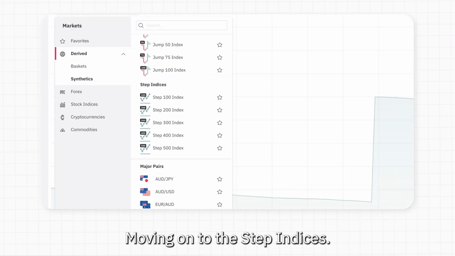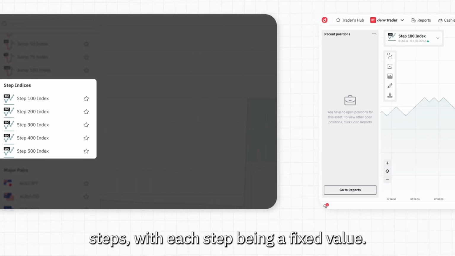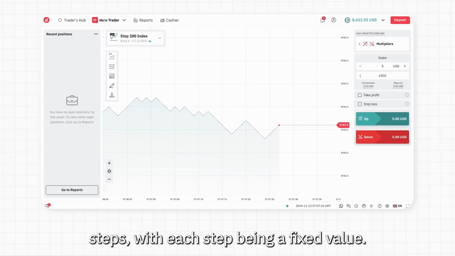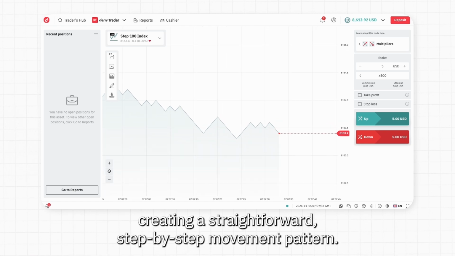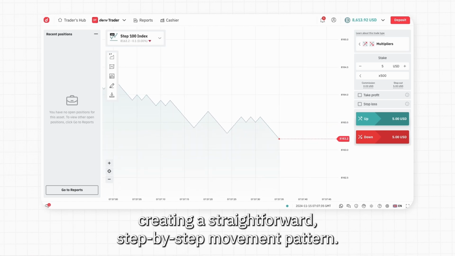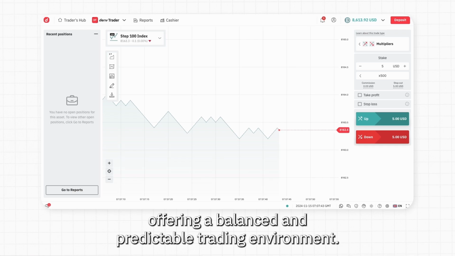Moving on to the step indices, as the name suggests, these indices move in defined steps, with each step being a fixed value. There's an equal probability for the next tick to either step up or step down, creating a straightforward step-by-step movement pattern. This makes the index appealing to traders with both short and long-term strategies, offering a balanced and predictable trading environment.